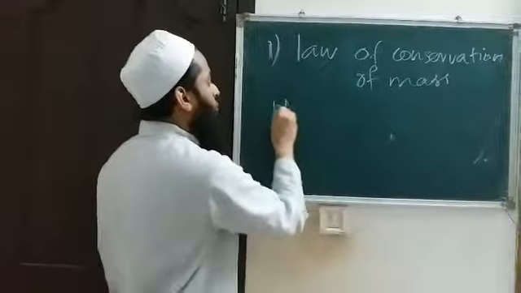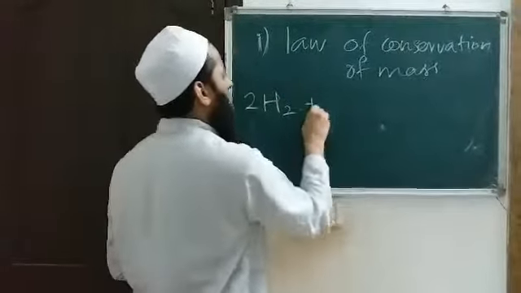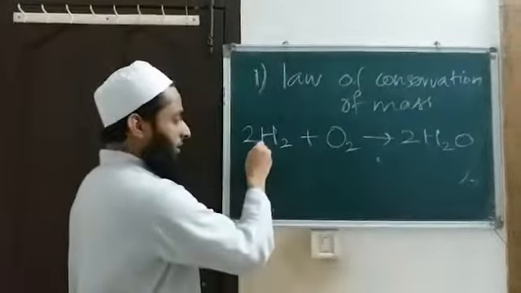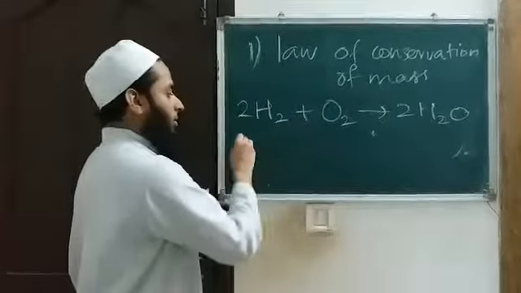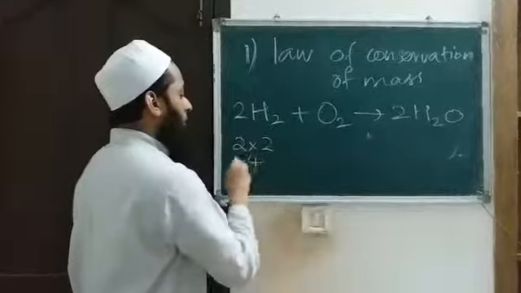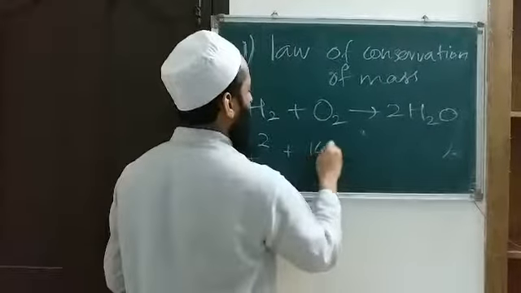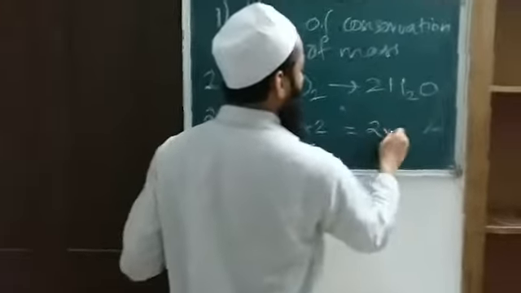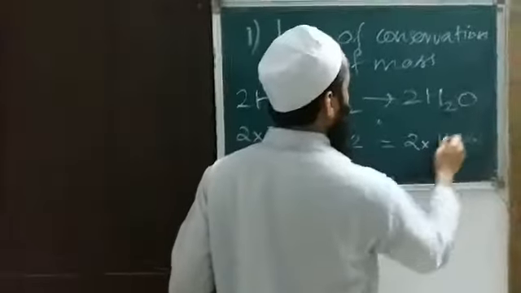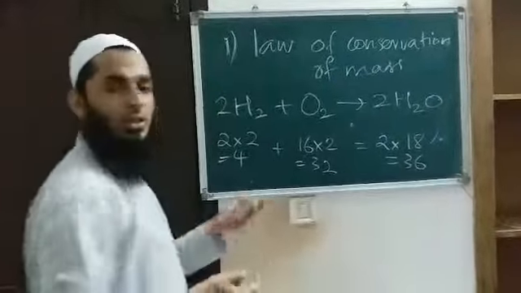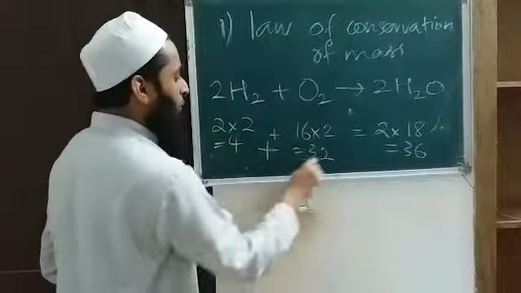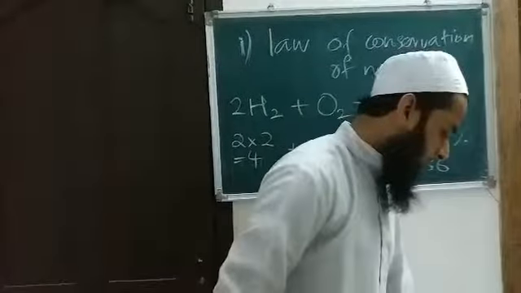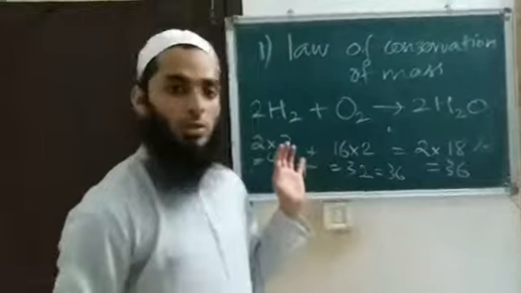Now you can take an example. H2, your easy example. 2H2 plus O2 gives 2H2O. Now this is a chemical reaction. Now let's take the atomic mass of these things. So here you have 2 into 2, which is 4, plus 16 into 2, that is 32. Here you have 2 into 2 plus 16, that is 18, that is 36. So here you can see that the mass is conserved. Here 32 plus 4 is 36. So here you get 36, there also you get 36. So I've just shown you that the law of conservation of mass is fulfilled.